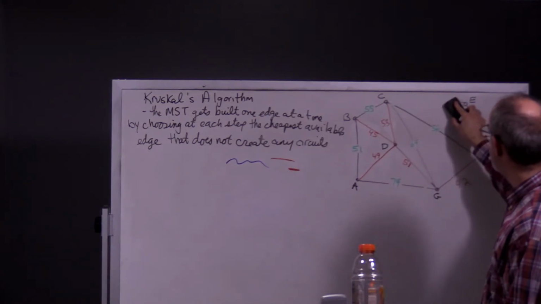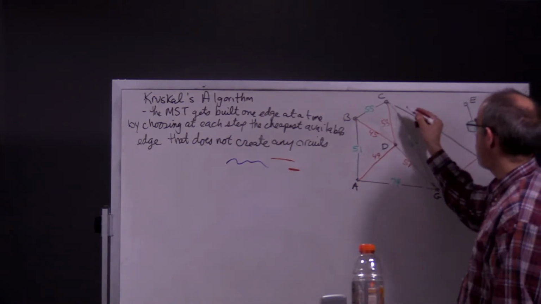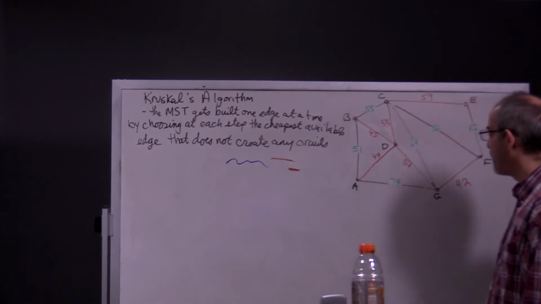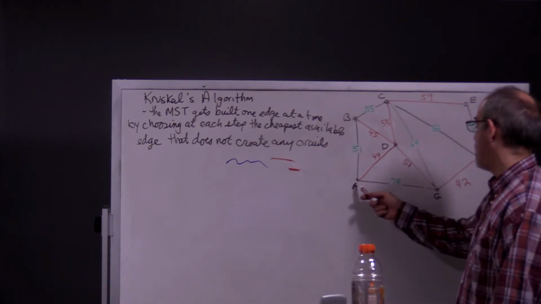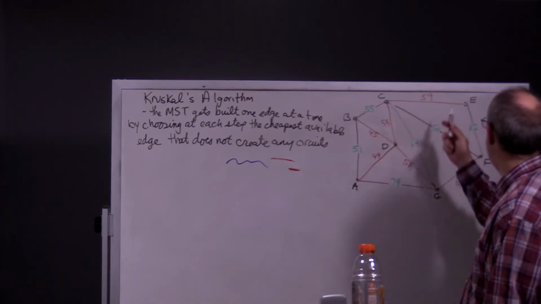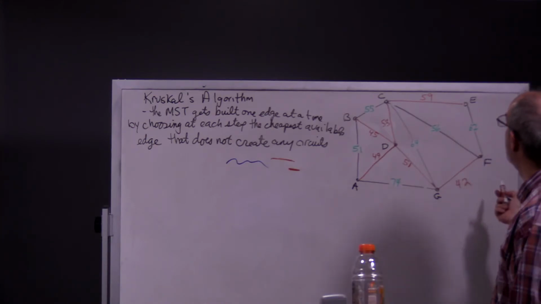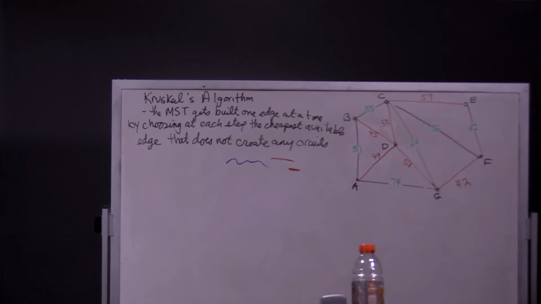You should also be checking to see if every vertex has been visited. You've actually been to A, G, D, B, C, and E, and F. So guess what? We're done. We made our minimum spanning tree.